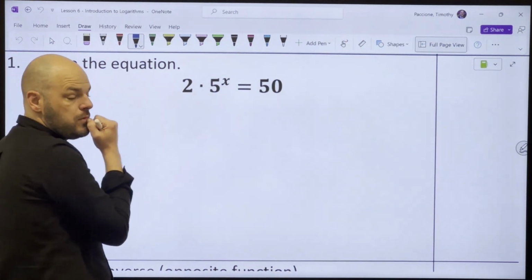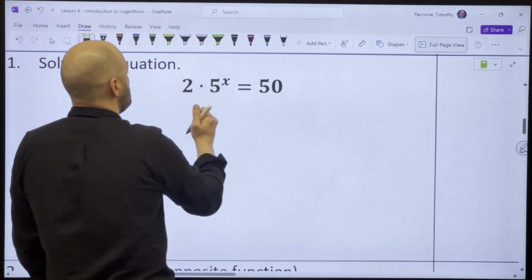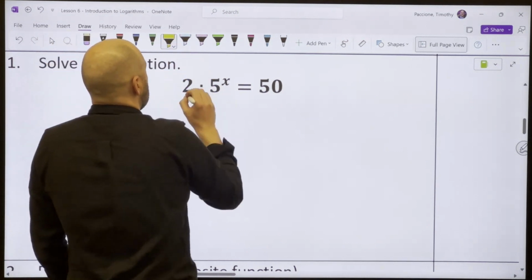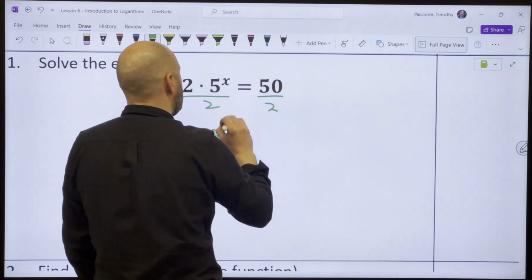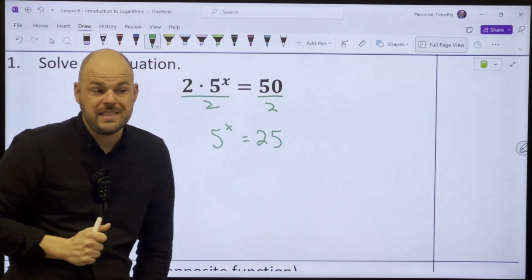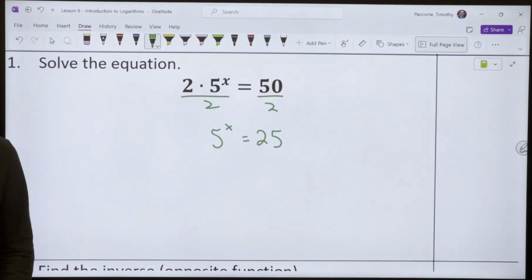To get that by itself, I need to do what? What do I need to get rid of? The 2. So I have to divide because it's multiplying. So I would divide by 2, divide by 2. I get 5 to the x equals 25. Now this problem is super kind because this is actually such a common situation that you might already know the answer, right? 5 to the x is 25. What must x be? 2, right? Because you know 5 squared is 25. You've seen that a million times, right?